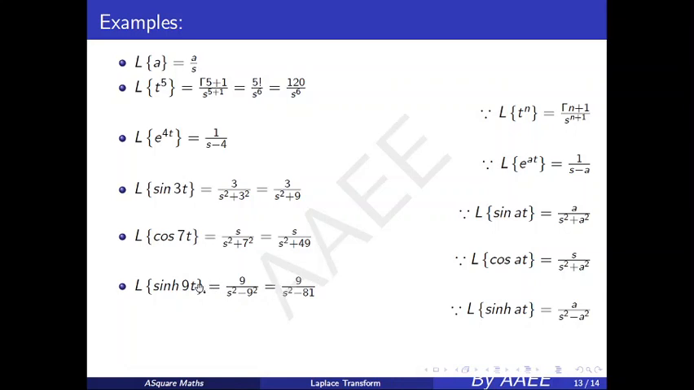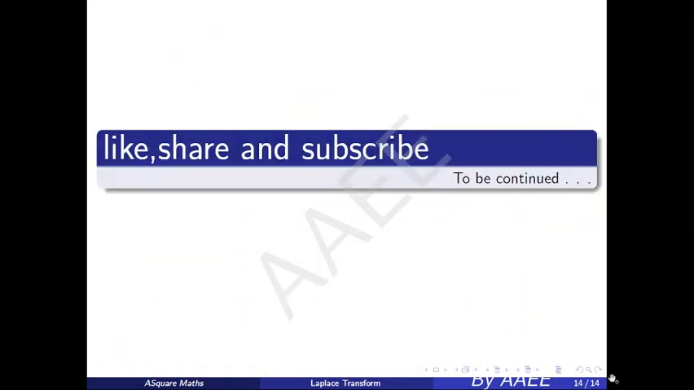Laplace transform of sine hyperbolic 9t is 9 upon s square minus 9 square, since Laplace transform of hyperbolic sine at is a upon s square minus a square. Hyperbolic cos of 3t is equal to s upon s square minus 3 square, that is s upon s square minus 9. Hyperbolic cos of at is equal to s upon s square minus a square.